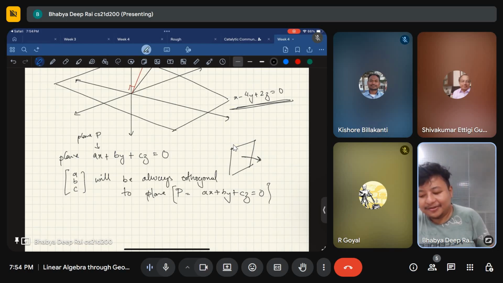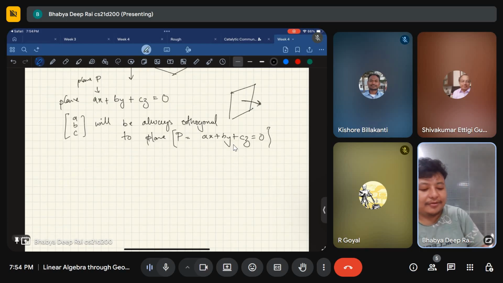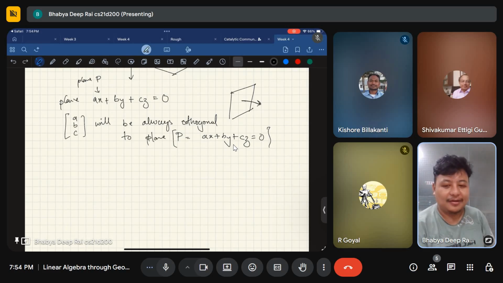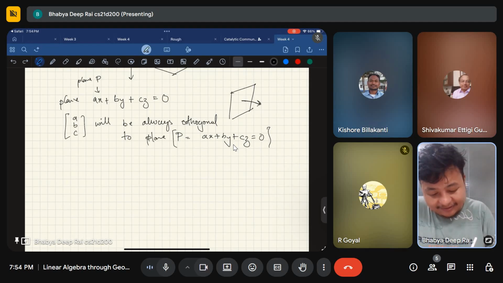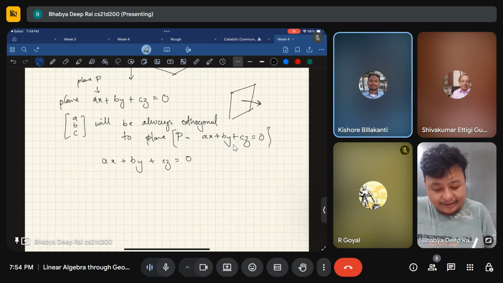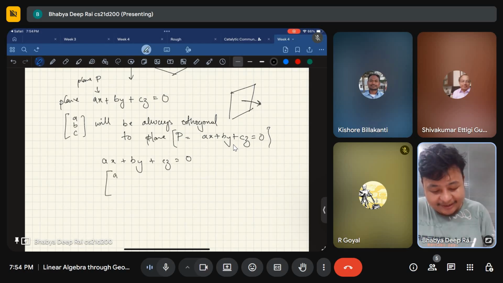This is something that you can remember also, but I'll tell you also what is the idea behind it. So what you do is you just simply pick its coefficients and make a vector out of it, and you'll be done. Because ax plus by plus cz equals 0 is somewhat like taking (a, b, c) and doing a dot product with (x, y, z).